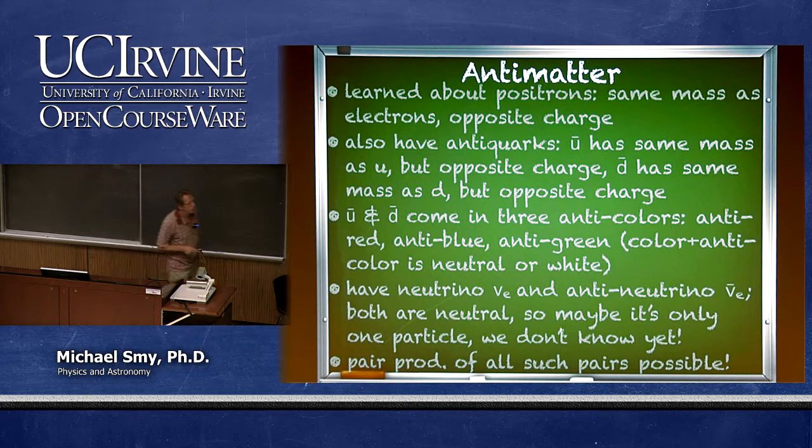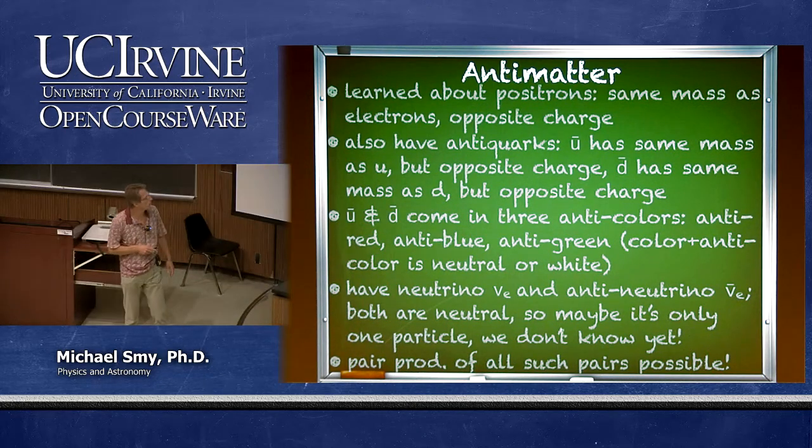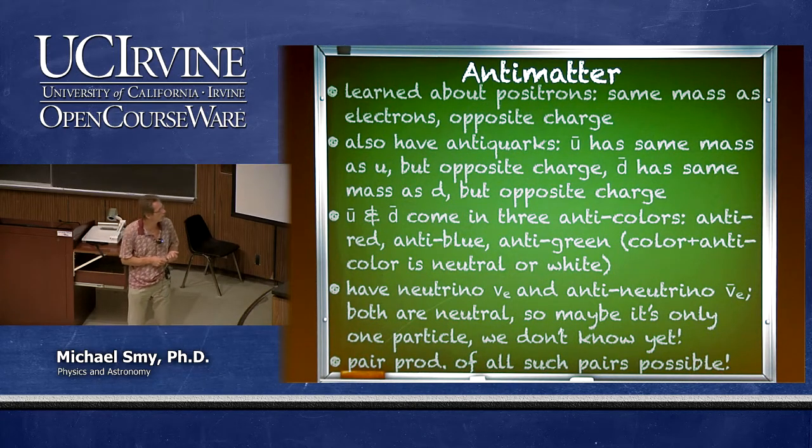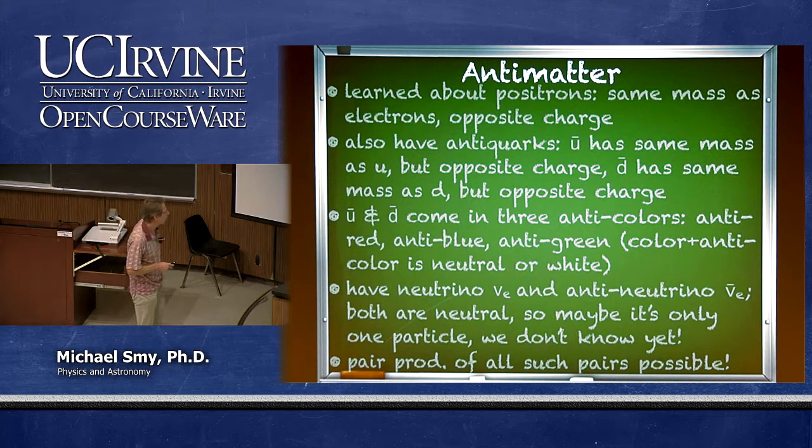There's also a neutrino and an antineutrino, but because the neutrino is neutral both for the electric charge as well as for the color charge, that might mean that it's maybe just one particle. And believe it or not, we haven't found that out yet, whether the neutrino and antineutrino are the same particle or not. We're still trying to figure that out.